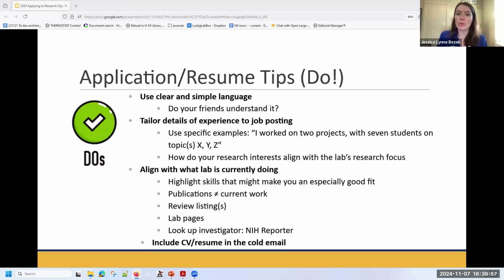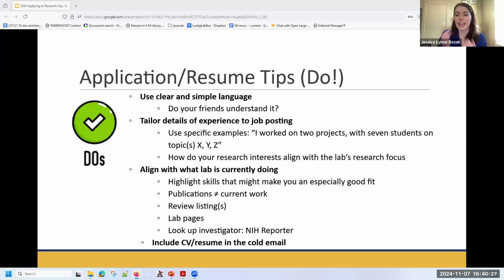Also, we really want to be tailoring things here, right? So we've talked about there's so many different kinds of research labs and positions. You want to be sure to explain what you did and basically how that is relevant to what they're looking for. So you want really specific examples with numbers, such as how many projects you worked on or how many students there were, and also how your research interests align with what they are focusing on in their lab.